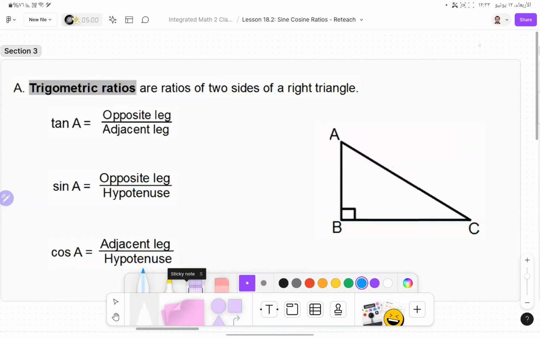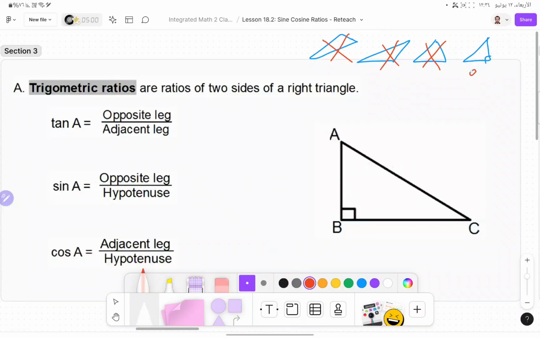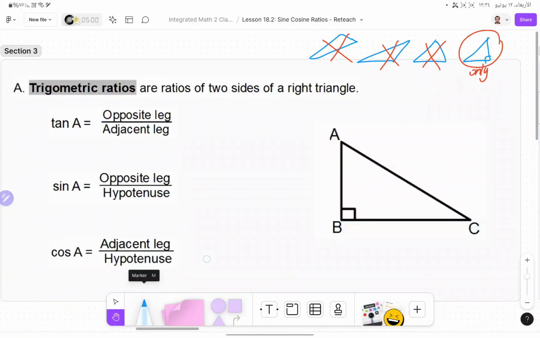When I'm talking about what type of triangle we are going to use, we are only going to use the right angle triangle. So if my triangle is acute, or obtuse, or scalene, or whatever, sine and cosine do not work with them. You can use sine and cosine only for the right angle triangle. Don't forget.